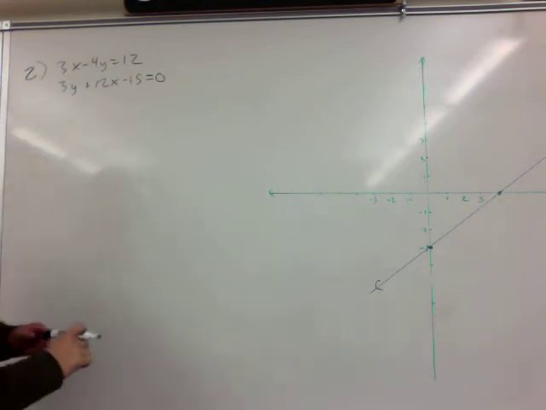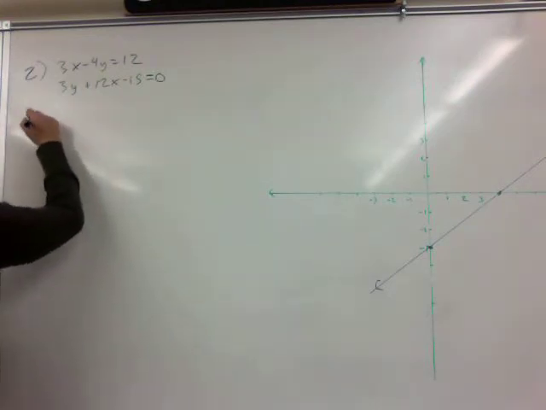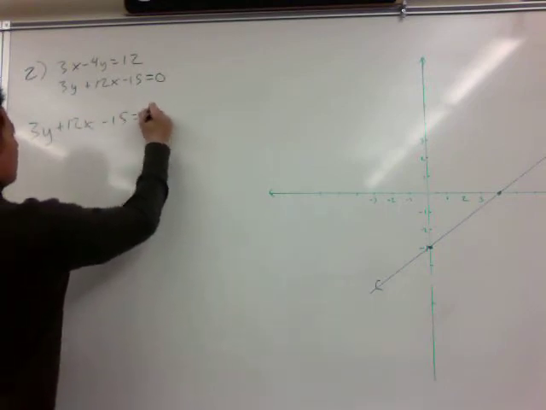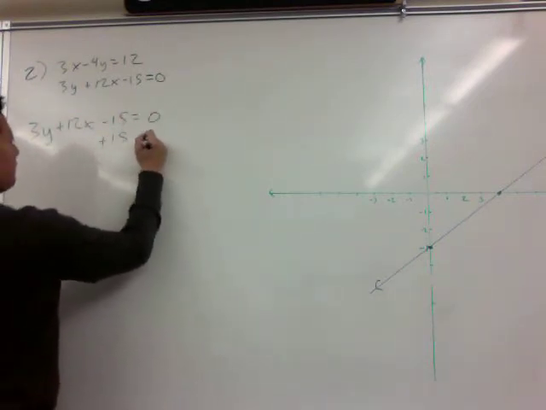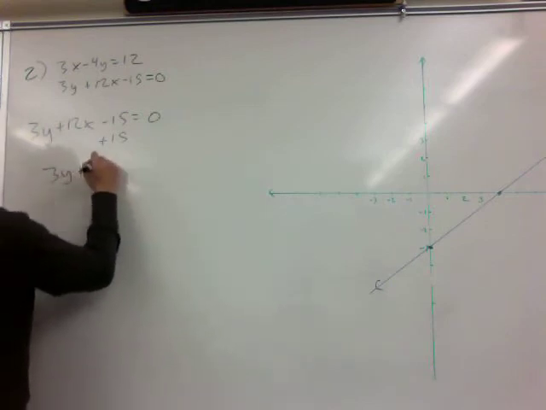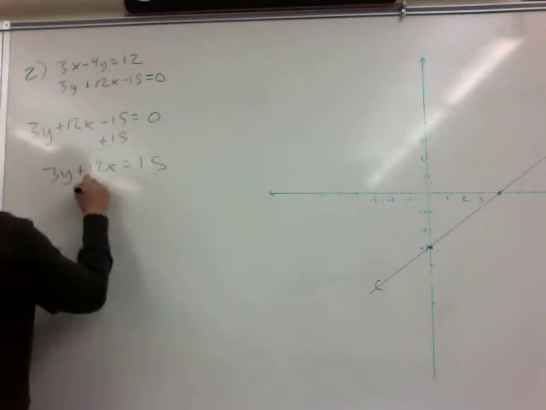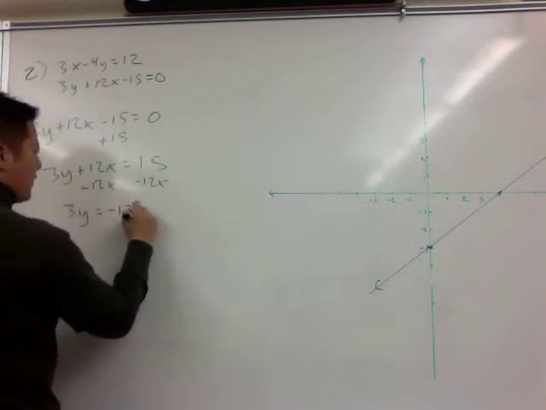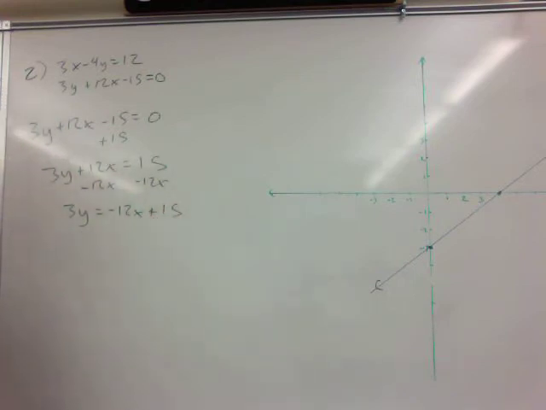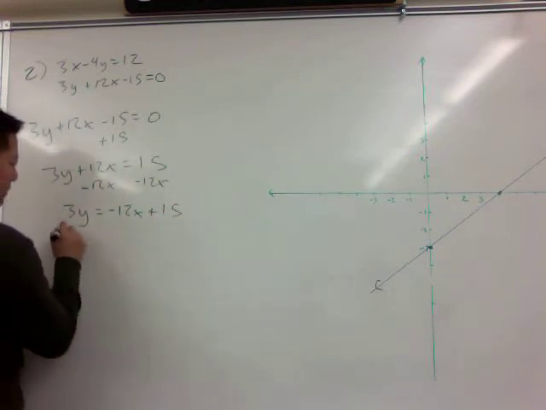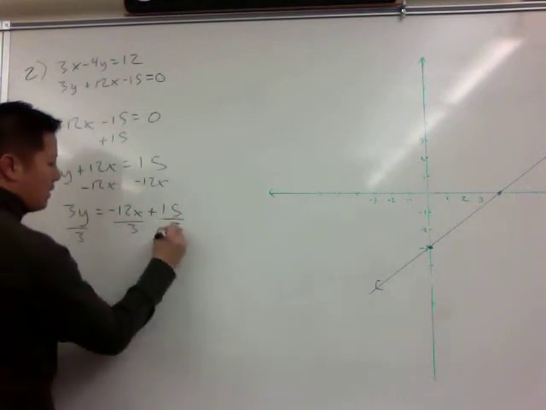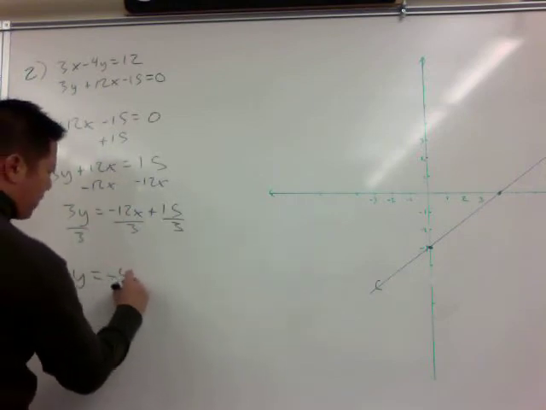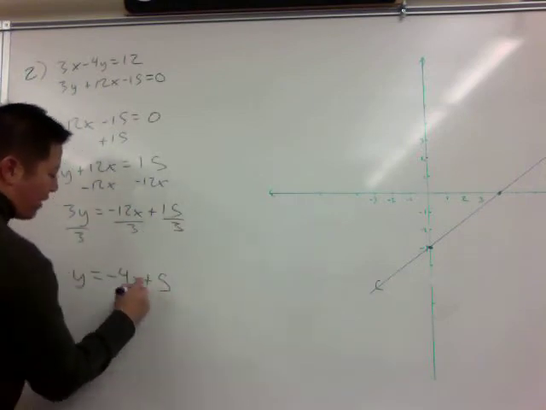I'll just go ahead and solve that for y equals mx plus b, solve for y. So if I have 3y plus 12x minus 15 equals 0, I'll add 15 and get 3y plus 12x is equal to 15, and then I'll subtract 12x from each side. And I get 3y is equal to negative 12x plus 15. And now I divide everything by 3 to get y by itself. Y is equal to negative 4x plus 15 divided by 3 is 5.